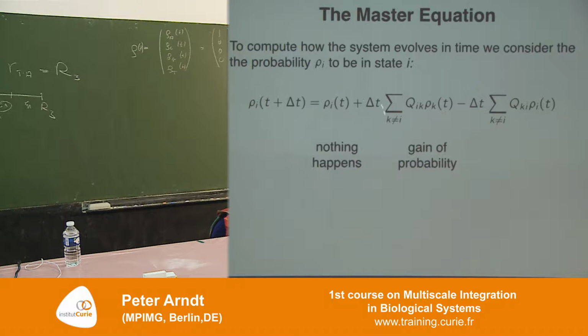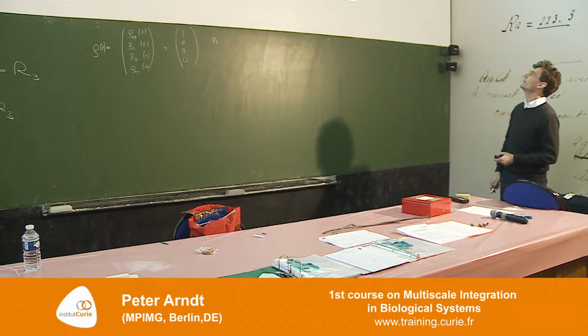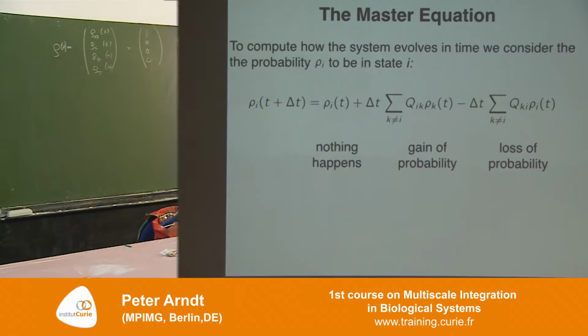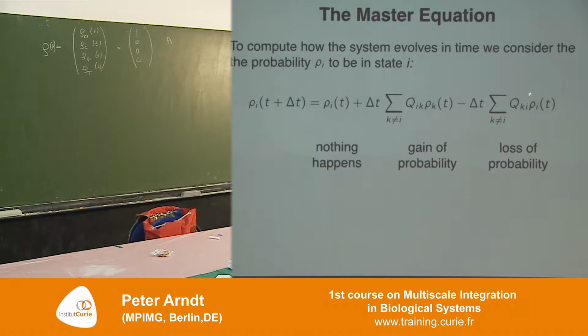So this is a gain of probability, but you also lose probability if there are A's which are exchanged by other nucleotides. So this probability is proportional to the number of A's, the rate of A's going to somewhere else, times the time interval.